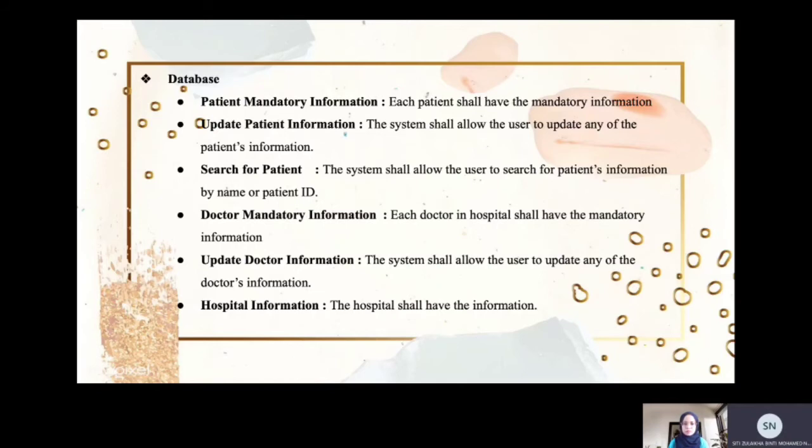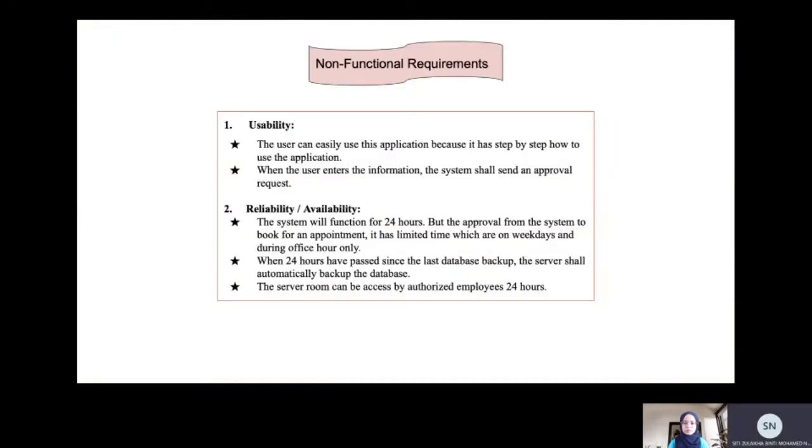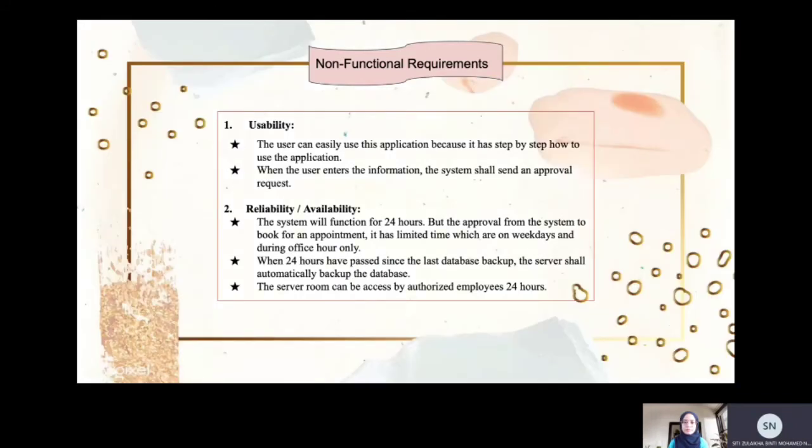Okay. Last one is hospital information. The hospital should have the information like the location of the hospital, the city, and the address of the hospital. Next, we go to non-functional requirements.